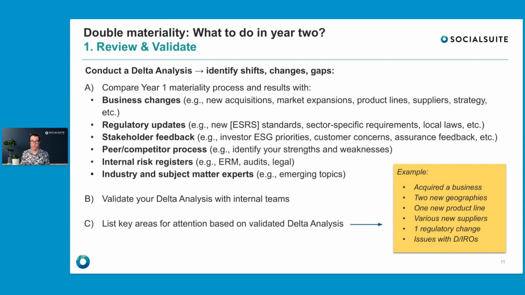Validate that with your internal team. It might be your ESG committee, it might be a cross-functional sustainability team, but get the key people in your business to look at that and pick out things that you might have missed there. Make sure that you don't have any blind spots there. Then finally, you'll end up with a list of key areas for attention because you now have a validated delta analysis. So that's step one. Think about what has changed, do that delta analysis.